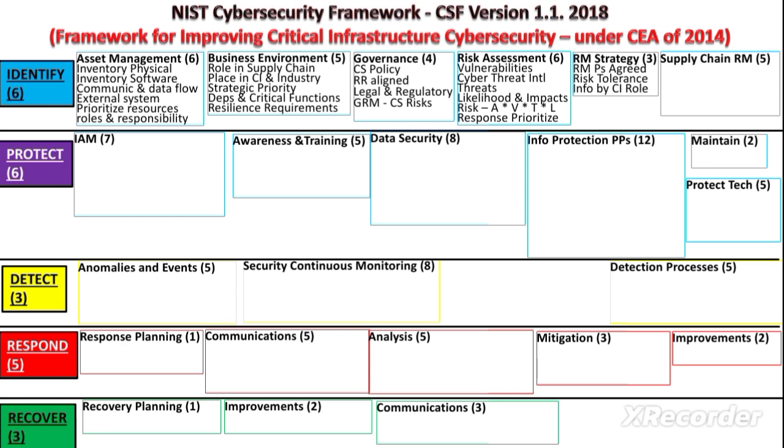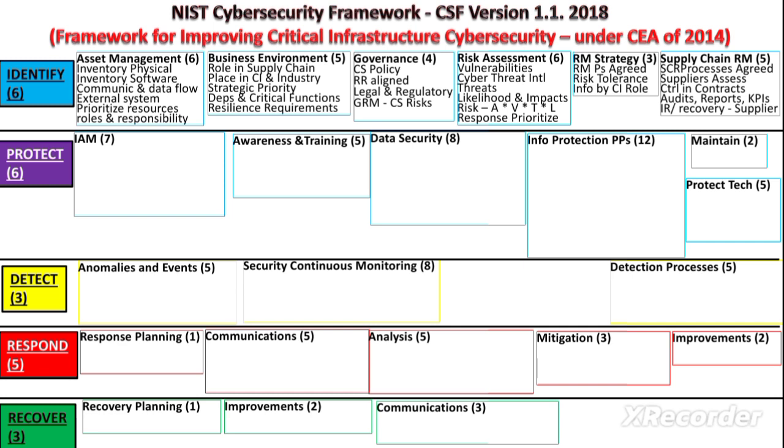Then in supply chain risk management, there are five sub activities or subcategories. That is, supply chain risk management processes should be agreed by all stakeholders and should be clearly defined. Then you have to assess the security of your suppliers, since your services depend upon these suppliers. Then you have to embed the cybersecurity controls in the contracts which you are doing with your suppliers.